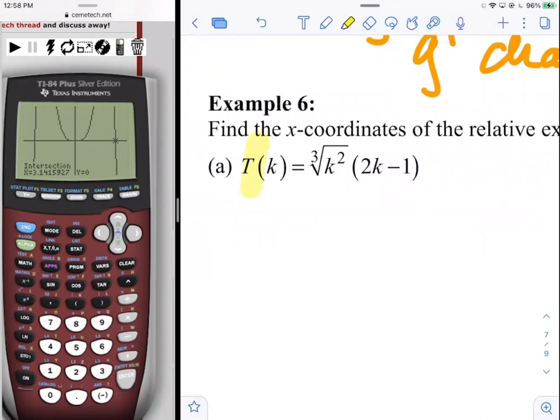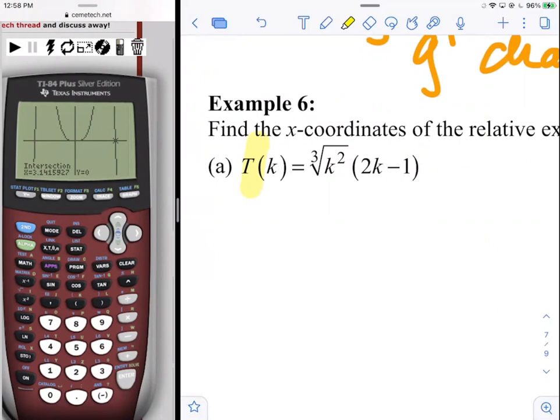Let's just go ahead and jump into part A. Find the x coordinate of the relative extrema. Okay. Step 1. Sorry, I didn't mean to get off course. Step 1. What's the domain? What values of k give us outputs? We're trying to avoid division by 0. We have a denominator with a variable in it. The domain is the k can't.